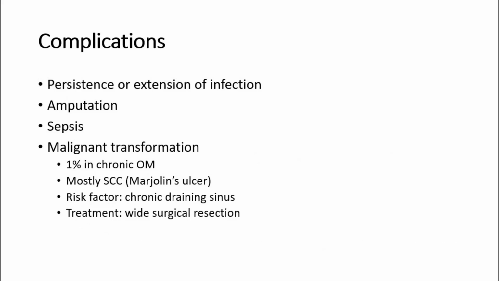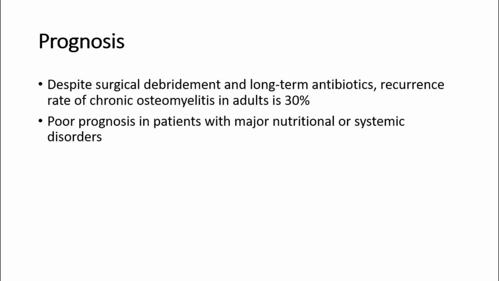The complications of osteomyelitis are persistence or extension of infection, amputation, sepsis, and malignant transformation. Malignant transformation is seen in 1% of chronic osteomyelitis, mostly SCC or Marjolin's ulcer. The risk factor is chronic draining sinus. And treatment will be wide surgical resection. For prognosis, despite surgical debridement and long-term antibiotics, the recurrence rate of chronic osteomyelitis in adults is 30%. Poor prognosis in patients with major nutritional or systemic disorders.